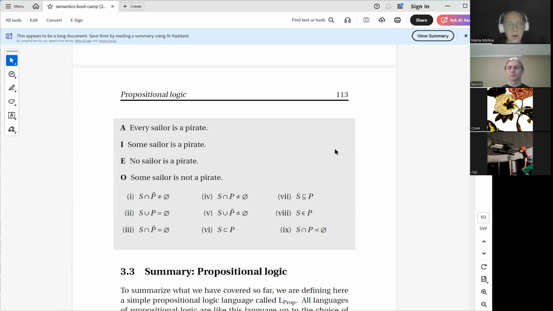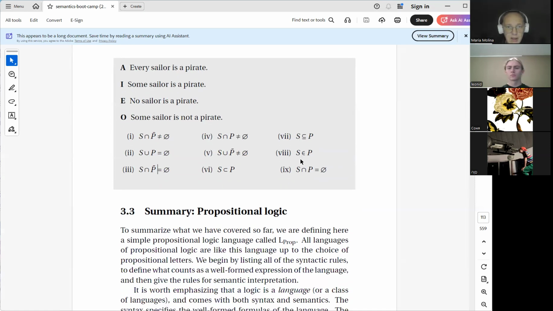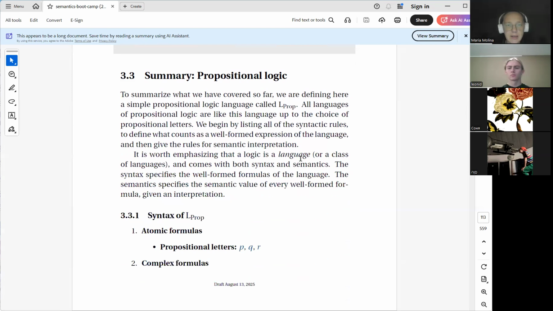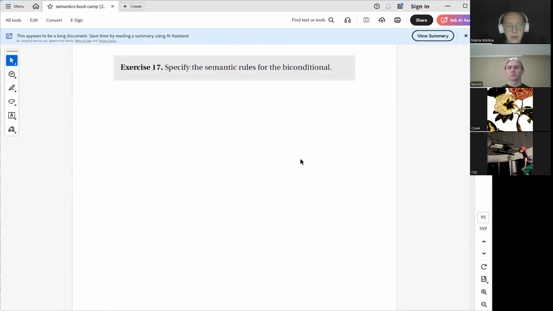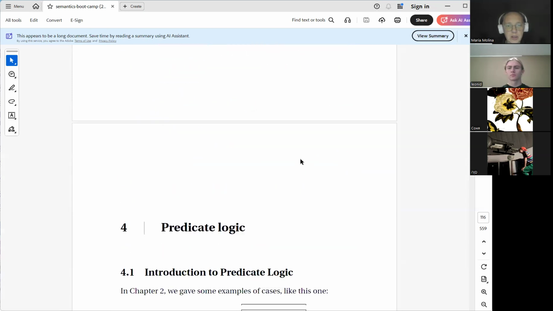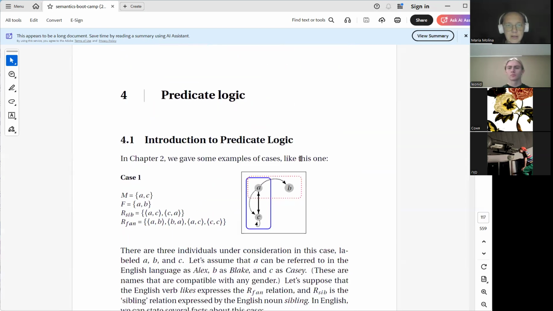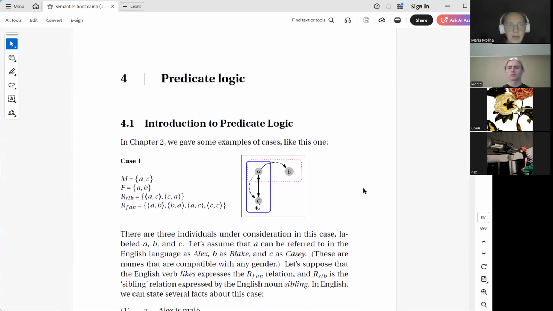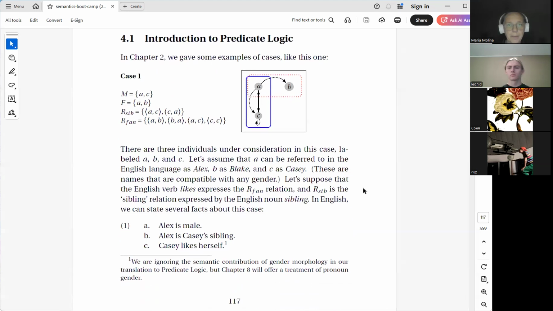Okay. So these were sailors and pirates again. And we managed. And here we're finishing with the propositional logic. We're starting predicate logic.